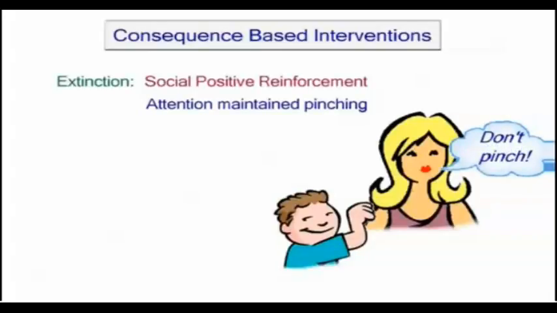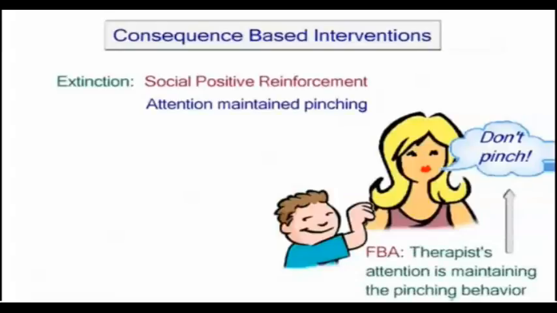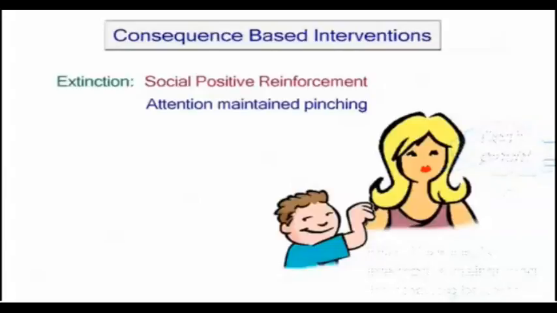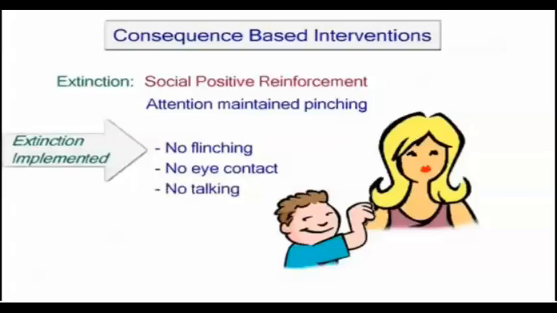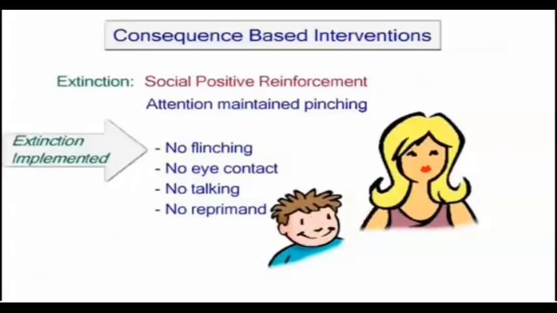The program supervisor has conducted an FBA and determined that the therapist's attention is maintaining the problem behavior of pinching. Extinction is implemented, and the therapist no longer provides attention of any kind when Mark pinches. The therapist does not flinch, make eye contact, talk to Mark, say "ow," or reprimand him when he pinches. After a while, Mark is no longer pinching. In this example, the functional reinforcer, attention, was no longer provided following the occurrence of problem behavior.